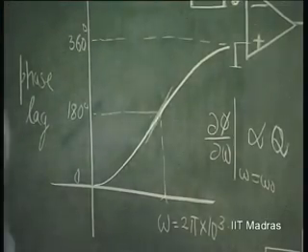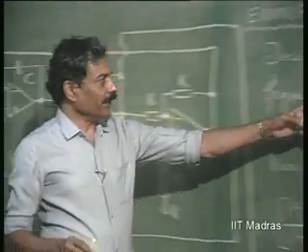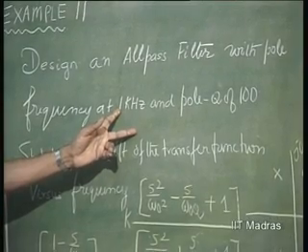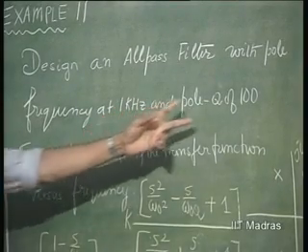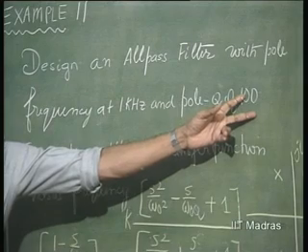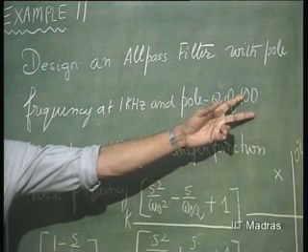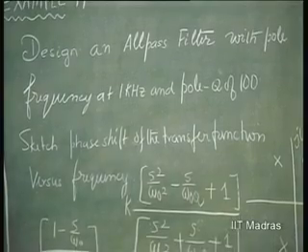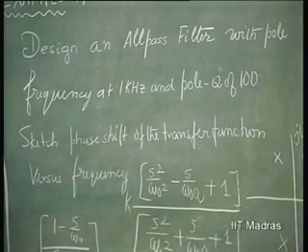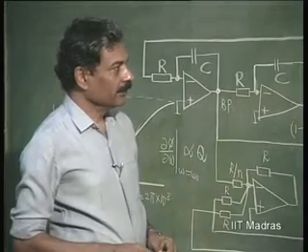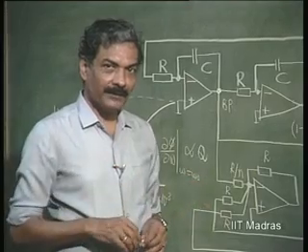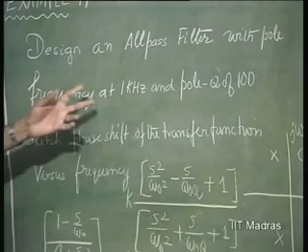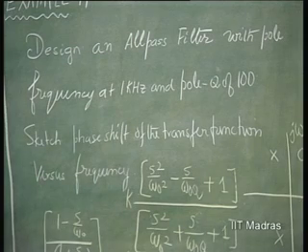So in this particular case we wanted the phase variation to be maximum around 1 kilohertz, and we wanted the phase variation to be very rapid. That is why we have chosen the pole Q to be 100. So the purpose of designing this so-called all pass circuit, so as to have the required phase variation at the required frequency, is served in this manner.